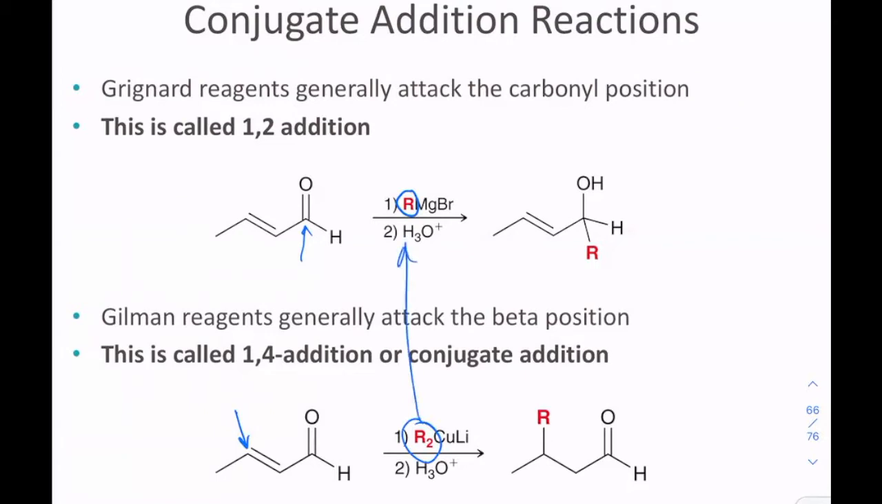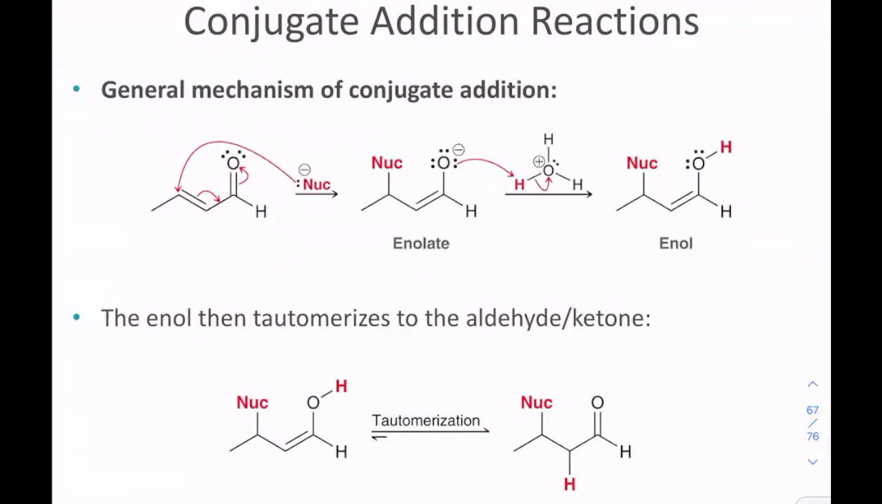This carbon is negatively charged, but it's not as strong of a nucleophile as the Grignard. So the stronger the nucleophile, the more likely they are to react at the carbonyl. The weaker the nucleophile, the more likely they are to attack the beta position. And so the mechanism for this reaction, we have a nucleophile that's going to take the lone pair and create a new single bond to this carbon right here.